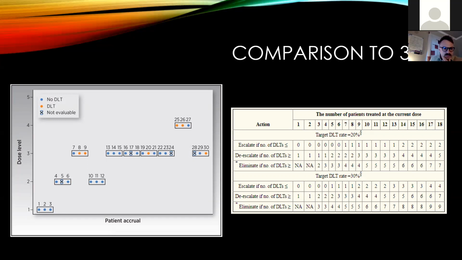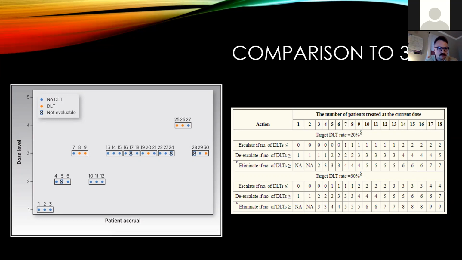So this figure right here kind of illustrates what would happen if we go line and accrue patients. So first, we're going to start with a cohort of 3. In this case, all 3 of them didn't have a DLT. So based off of this, looking at our table, we have 0 DLTs with 3 patients. So we're going to escalate. So at level 2, once again, we have three more patients, none of them have a DLT.